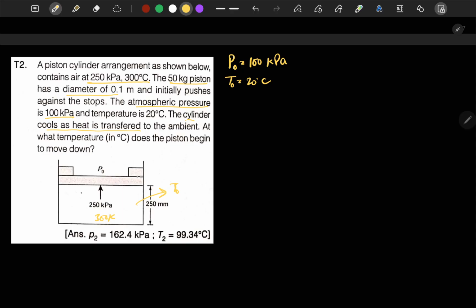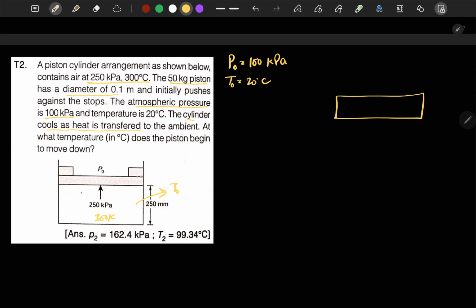So when do you think that piston will begin to move down? The piston will begin to move down when the pressure in the system is reduced, or when the downward force on the system becomes more than the upward force. Okay, so let's draw the forces acting on the system.